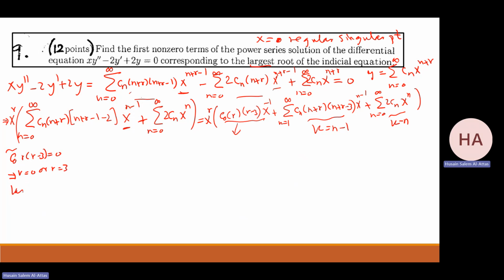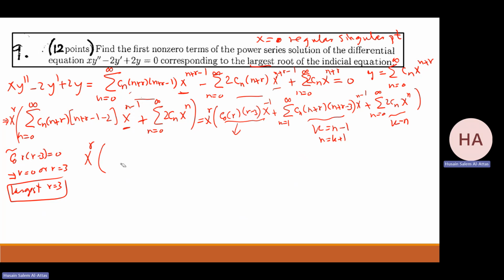So the largest will be r equals 3, which I will use later. Okay, now this one, I have the summation. Let me go here. Summation of k equals 0 to infinity, because it will make n = k plus 1. Okay, don't forget x to the power r outside. Okay, this is a get rid of it.